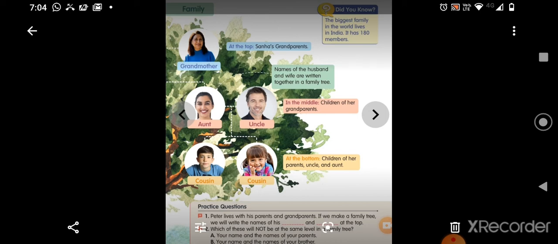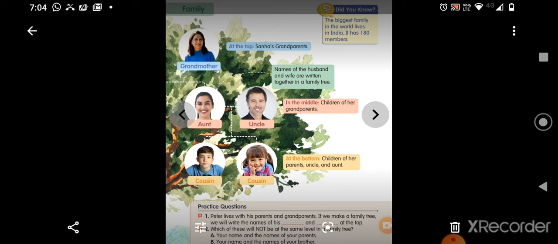family tree. Now I know that you all are excited to draw a tree and you want to mention your grandparents, parents, uncle, aunt, and also yourself, your brother, siblings, and the cousins. So when you are going to represent your own family tree, what you have to remember, children, on top whom we had to keep, very good, grandparents, both the grandparents, like how they have kept the Sanha's family.